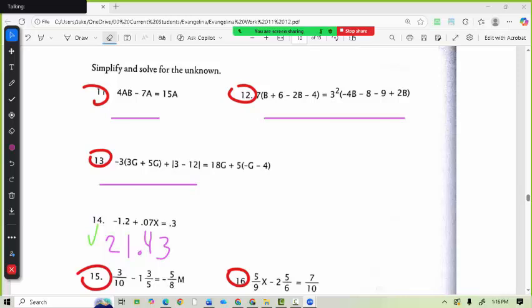Okay, this is section E. For 11, remember, simplify and solve for the unknown. For all of these, 11 through 13, that means look for the greatest common factor. What can you take out of each term? So try to see what you can get out of each term so you have an easier problem to work with, and then solve for the variable.